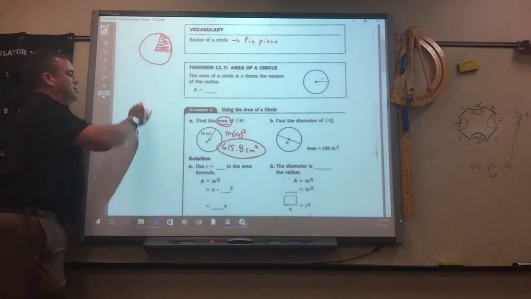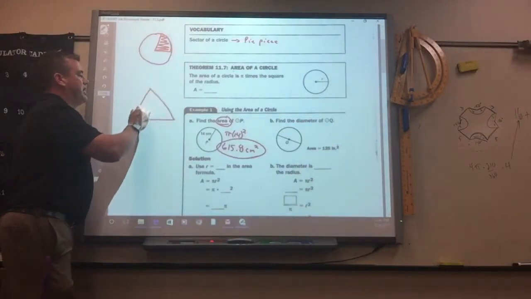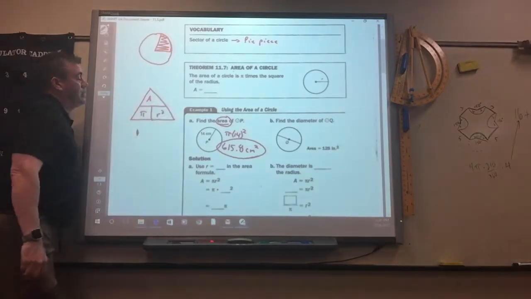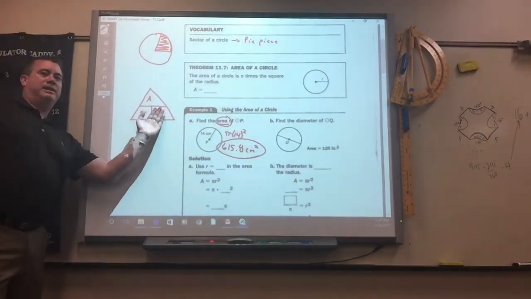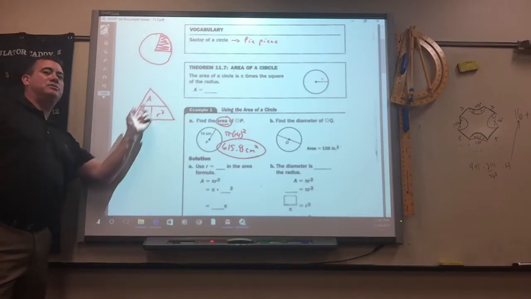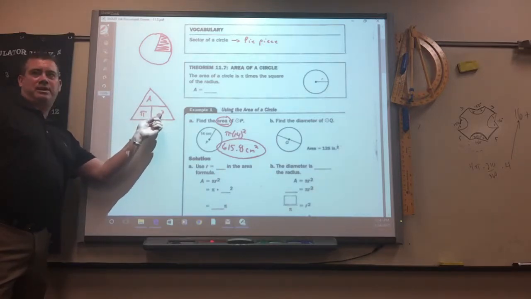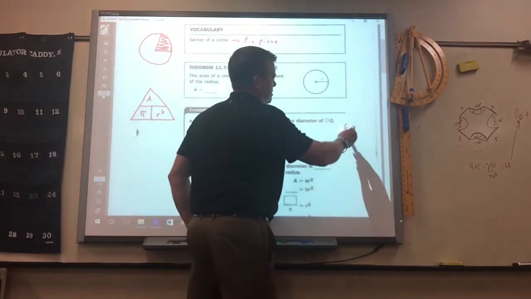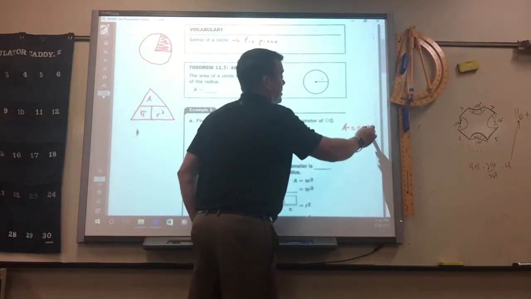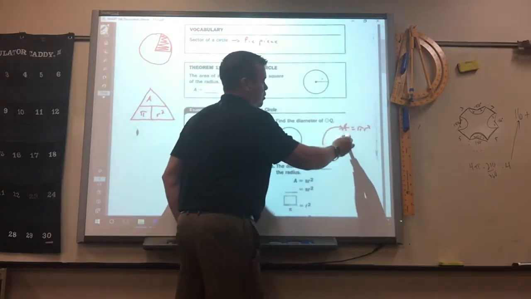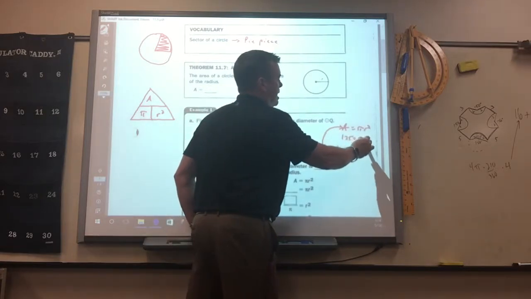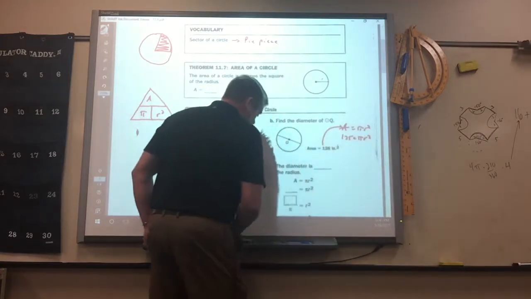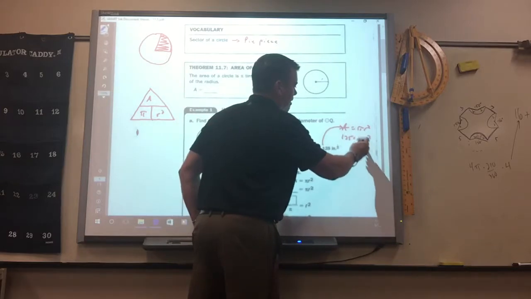Then, just like with the circumference, you could use this triangle. Area is pi times the radius squared. So if you were looking for the radius, you'd have to divide these two, but then you have to square root it to get the radius. Here they give us the area, so if we put that in there, it'd be 125 equals pi r squared. So we would divide by pi.